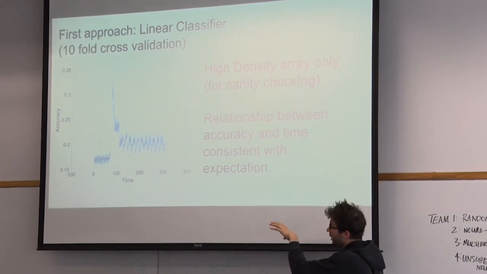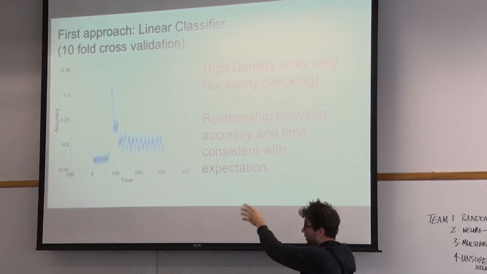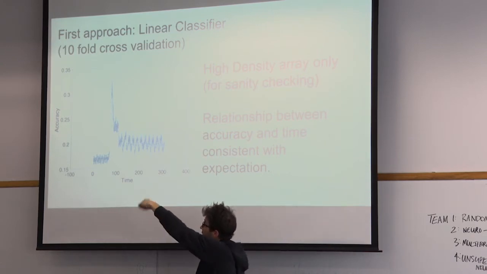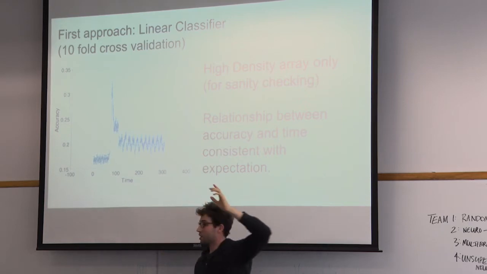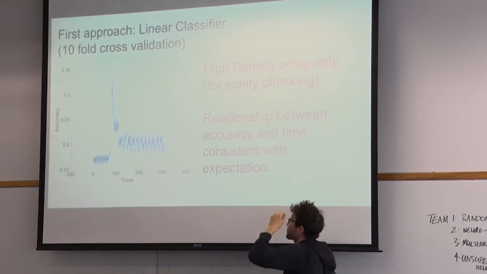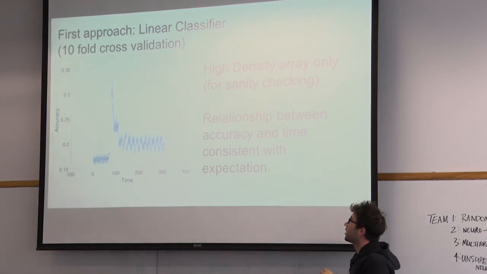So we first replicated the linear classification, and the key here is that our accuracy is on the y-axis and the x-axis is time. You see a spike, that's when the information hits the back of the head, where V1 is, so primary visual cortex. So this is the high density array, and this is just kind of for sanity.